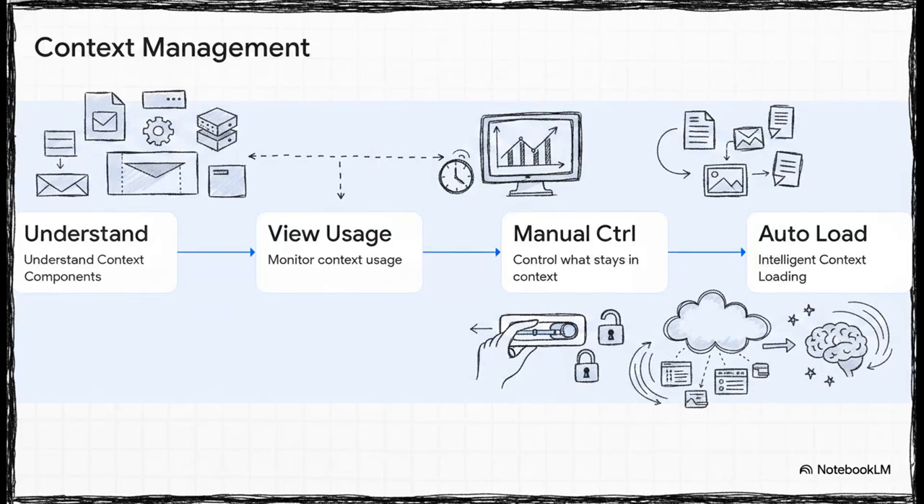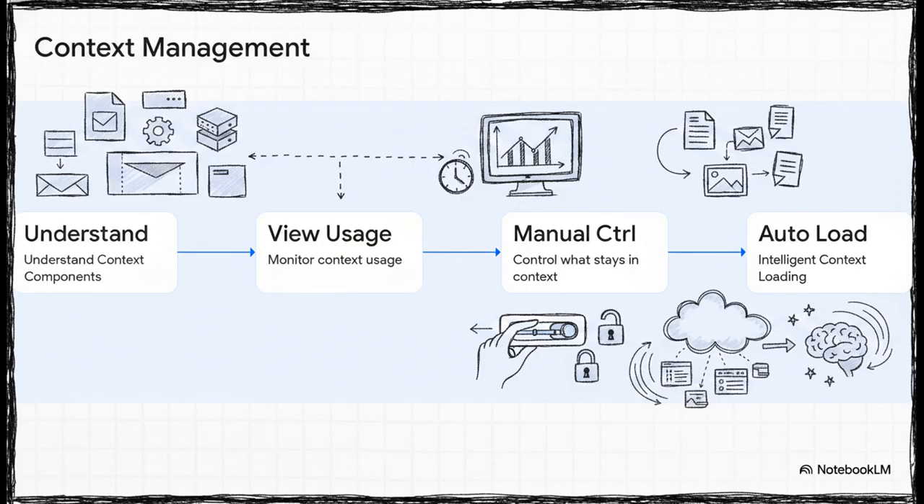So here's how that actually operates under the hood. Step 1 is simply understanding the components, so knowing exactly what is taking up space in the memory. Step 2 is viewing your usage, which gives you a real-time monitor of your context window. Step 3 introduces manual control, meaning you can explicitly tell Claude what to keep and what to drop.